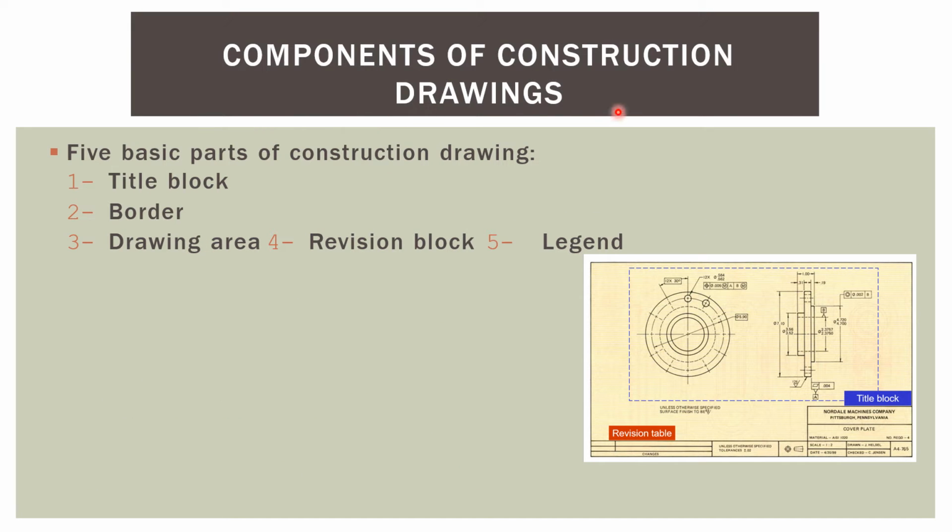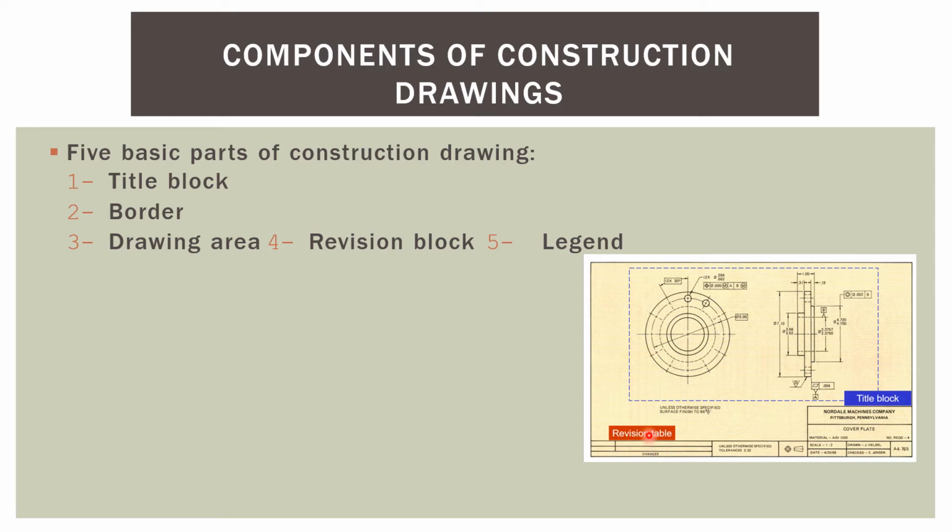Components of construction drawing. The basic components of any drawing are title block, border, drawing area, revision block, and legends. In the title block come the title of the drawing, name of the engineer, name of the technologist, whatever person is designing the drawing. Border is the margins: top, left, right, bottom. And drawing area is where the drawing is to be drawn in the drawing sheet. For the revision block, a separate block is provided.